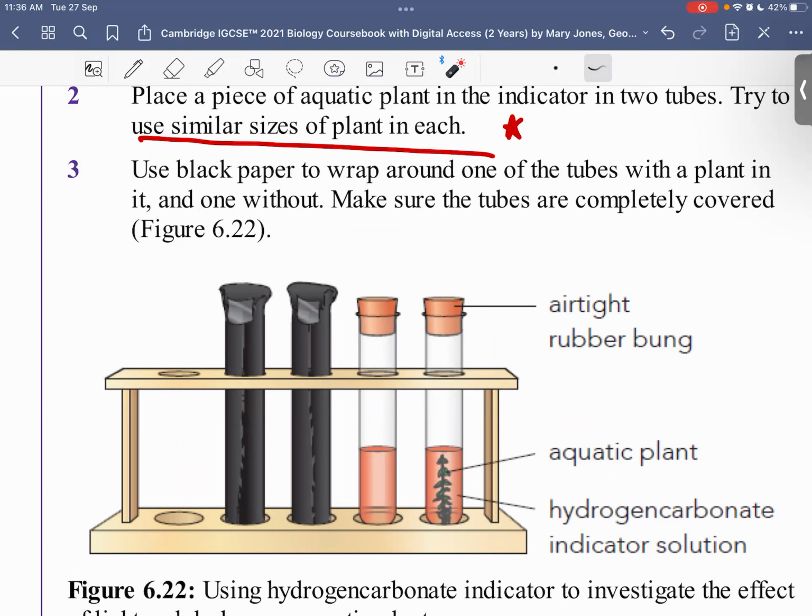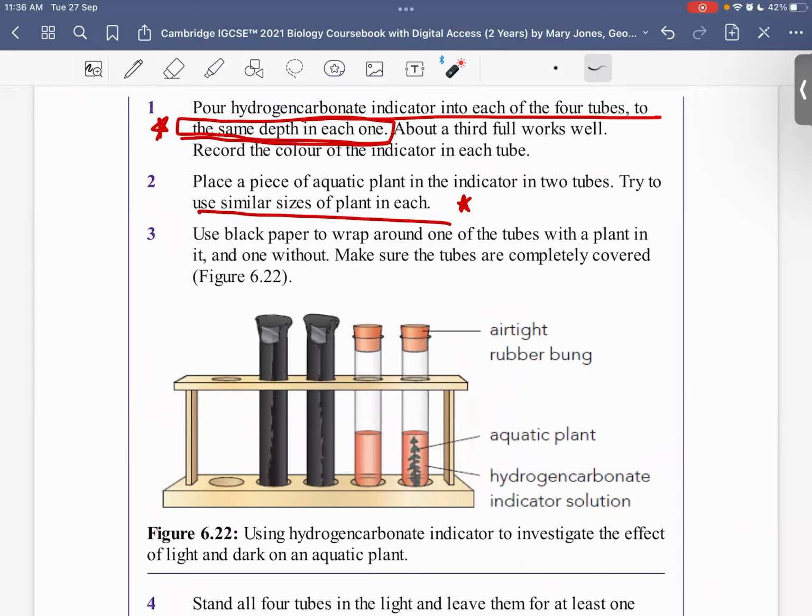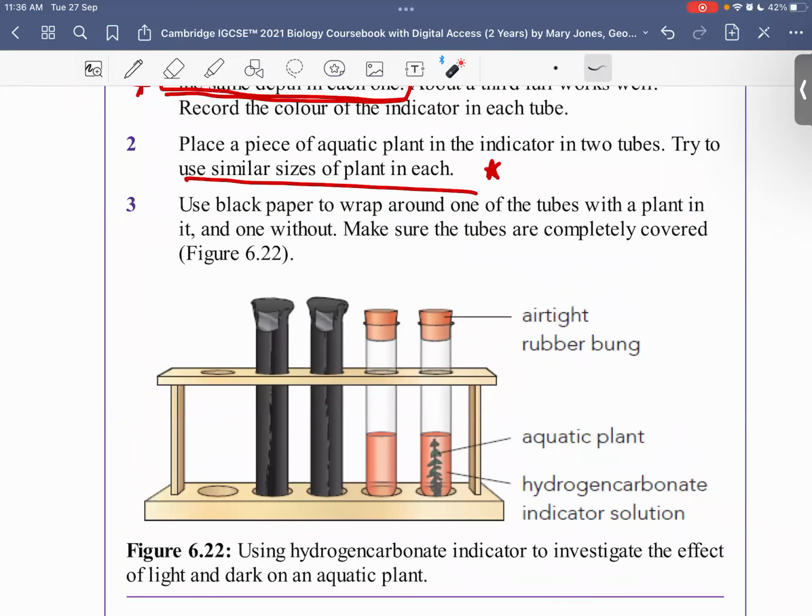The black ones, right? No, not the black ones. Oh, maybe the one on the... Because the amount of hydrogen carbonate solution present inside of them is equal to one another.